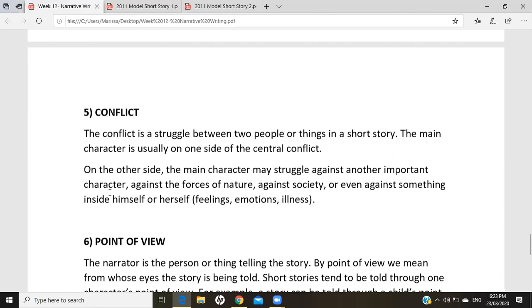It could be against a different character, against nature, against society, or even the character battling something inside himself or herself. So that's basically conflict in a nutshell. When I say you have to introduce conflict in a story, it means that I want the character to battle something. And this something could be any of these listed here. But the character must face some sort of conflict in his story for his story to be an exciting story.